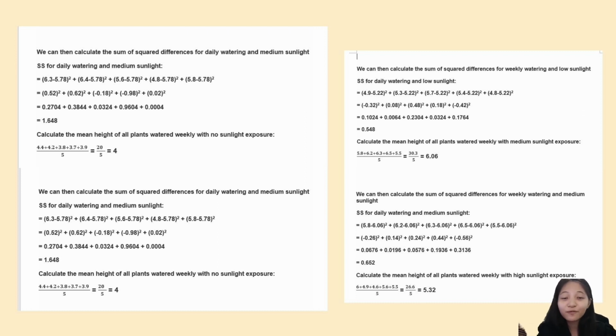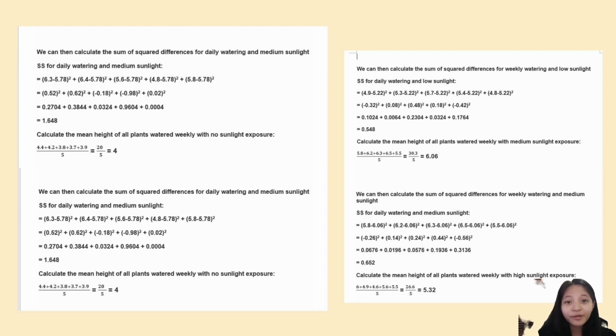So, after solving for factor A, now let's solve for factor B. Calculate the mean height of factor B with no sunlight exposure. So, together, 4.4 plus 4.2 plus 3.8 plus 3.7 plus 3.9, divided by 5 equals 20 divided by 5 equals 4. So, 4 is the mean.